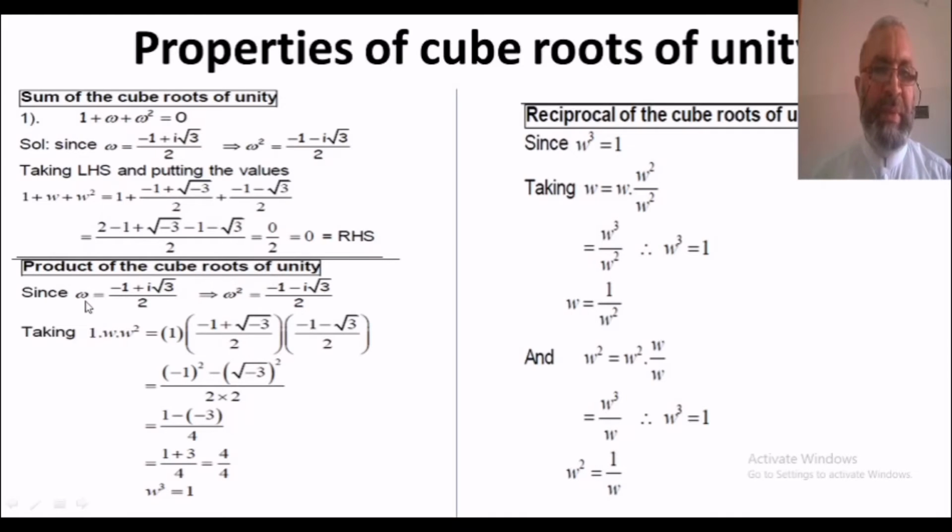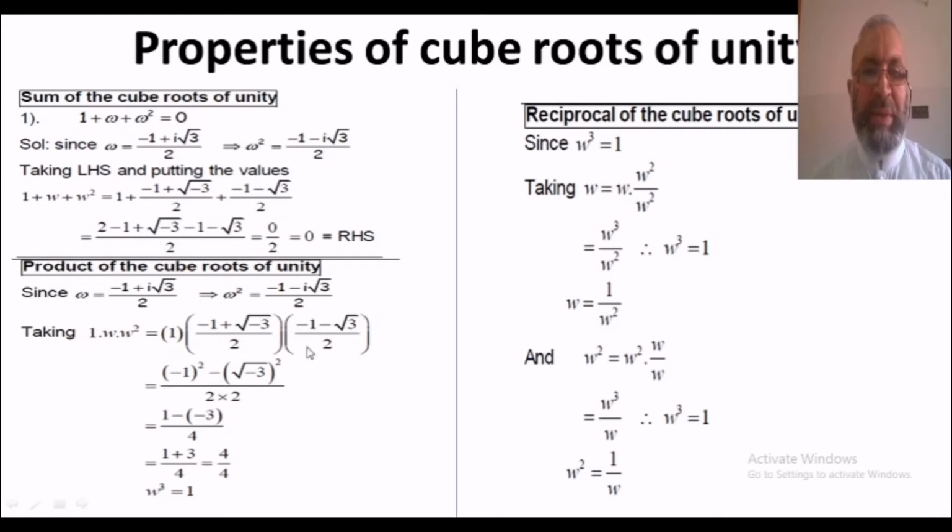The second property is that the product of the cube roots of unity is 1. That is, we simply write 1 into omega into omega square, their product, and that should be equal to 1. We prove this by taking the left hand side, 1 into omega into omega square, which is equal to 1 into the value of omega, (-1 + i√3)/2, multiplied by the value of omega square, (-1 - i√3)/2.